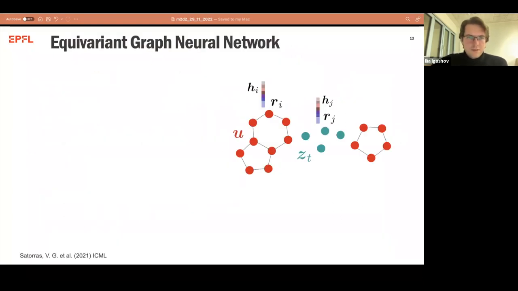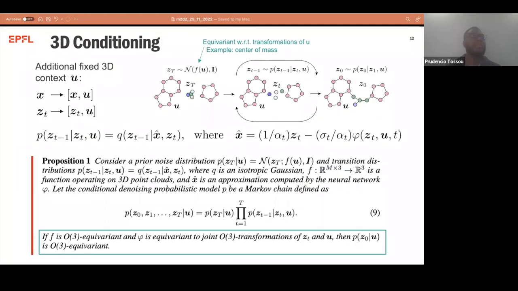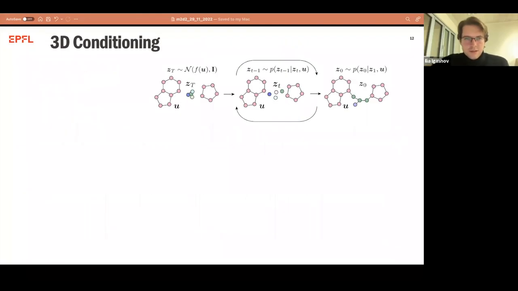Yes, okay, so now let's talk about the, Prudencio, you have a question. Yes, there are a few questions in the chat that I haven't seen. One question by Yen: how do you diffuse your node feature atom type, or does the model only diffuse the 3D coordinates? Yes, thank you for this question.